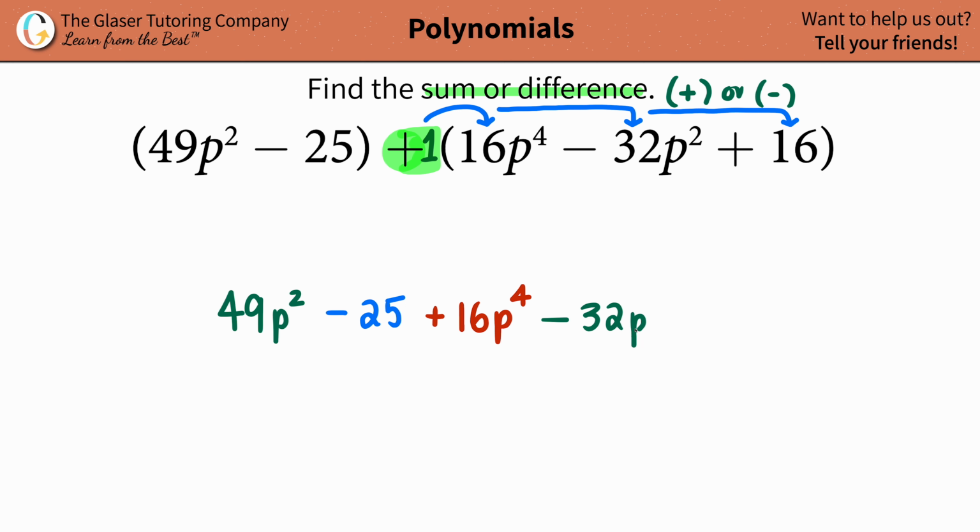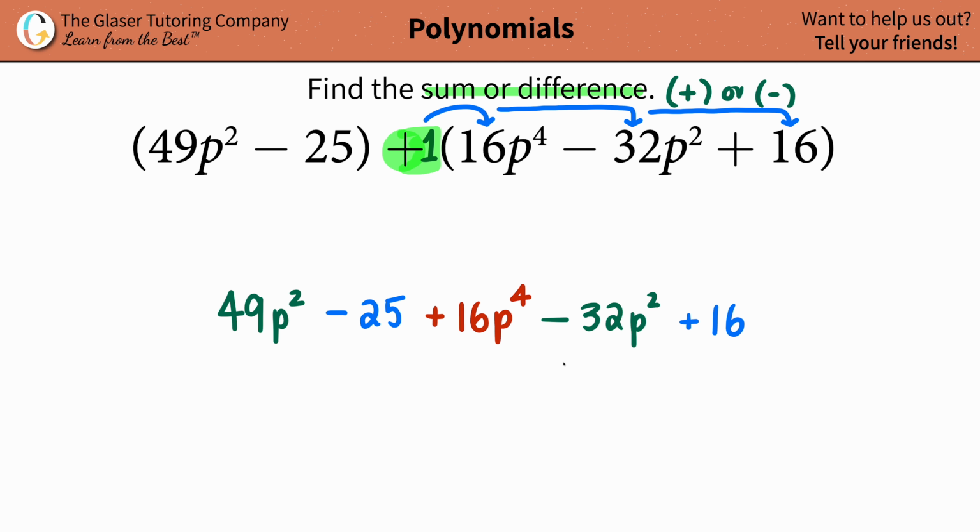P squared. And now let's do the same thing for the other one, right? Positive 1 times a positive 16, that's a plus 16. And what color? Yeah, the blue, because it doesn't have any p's in it. So we're just going to say plus 16.